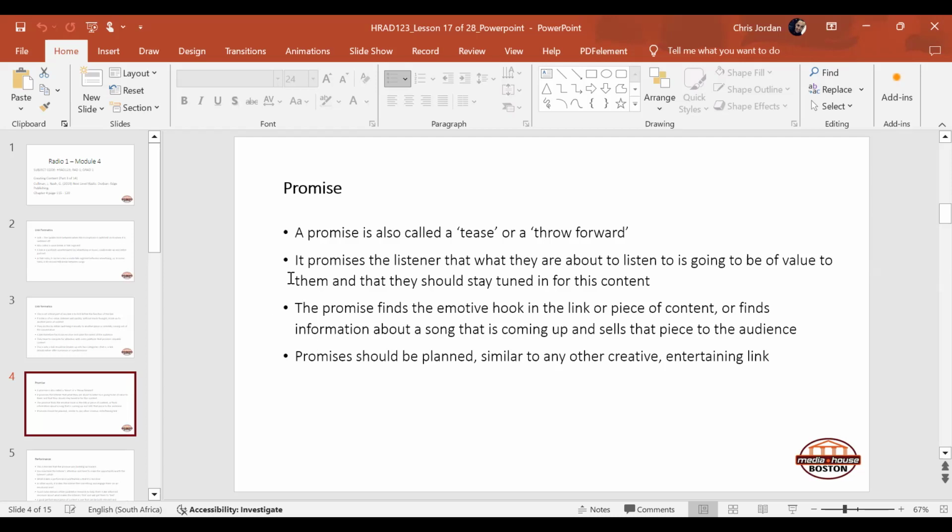A promise promises the listener that what they're about to listen to is going to be of value to them, and they should stay tuned in for this content, right? The promise finds the emotive hook in the link or piece of content that's coming up, or finds information about a song that is coming up and sells that piece to the audience, as I just mentioned there before, right?